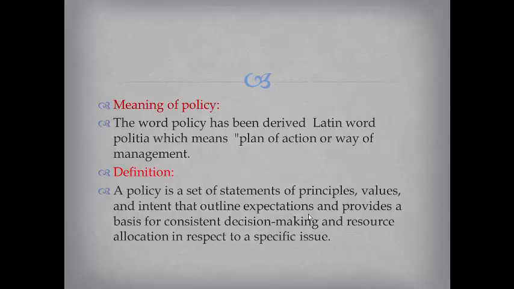So, policy is a set of statements. It is a set of rules and regulations. It is a set of values that are set for future actions, and that future action would be supervised and monitored by such statements and by such values. All these values and principles will be consistent, these values will be constant, and further the state or the department will allocate resources for that specific issue and for those specific actions.